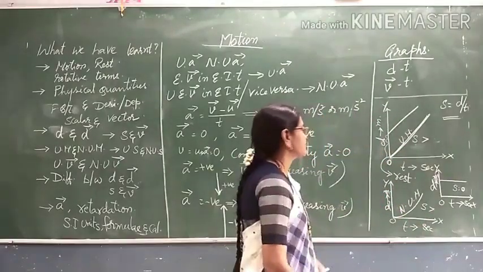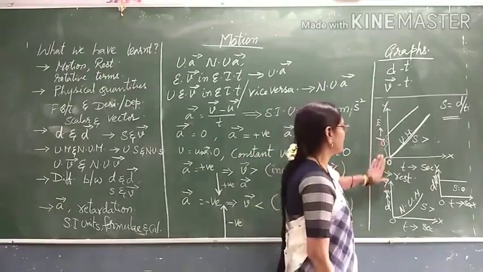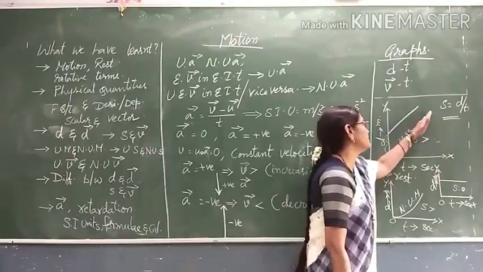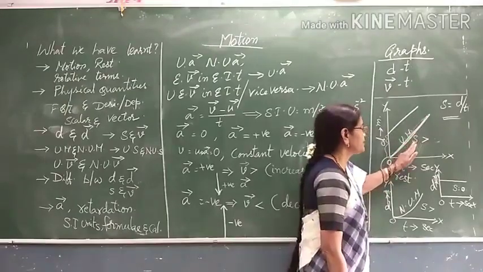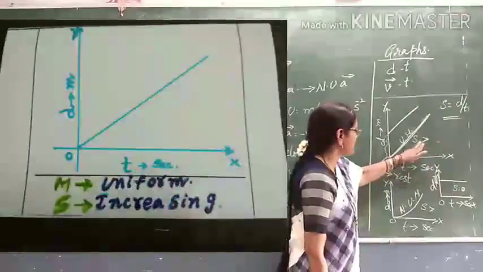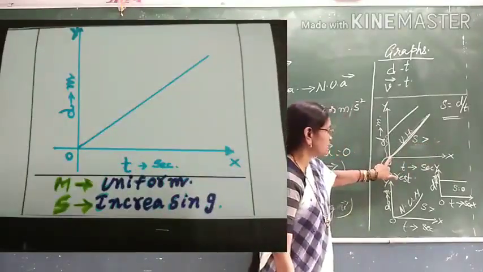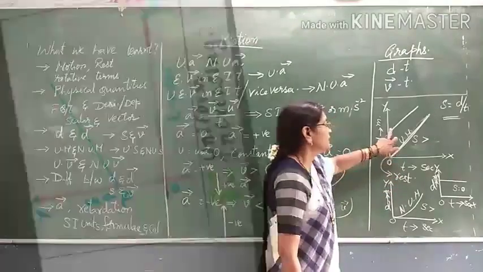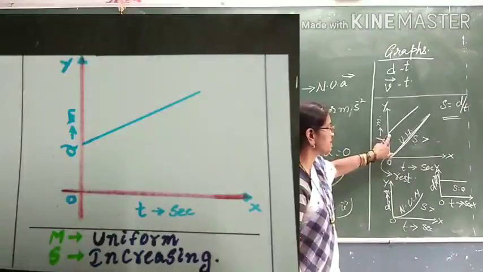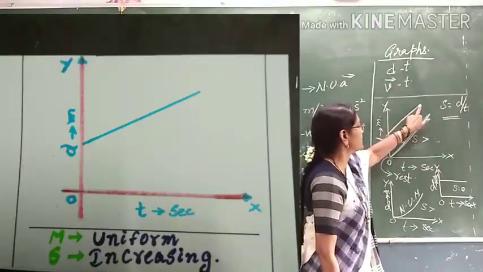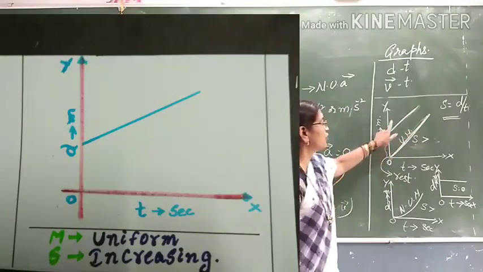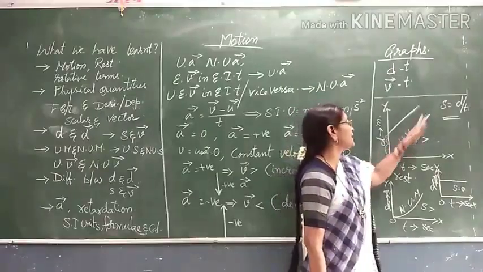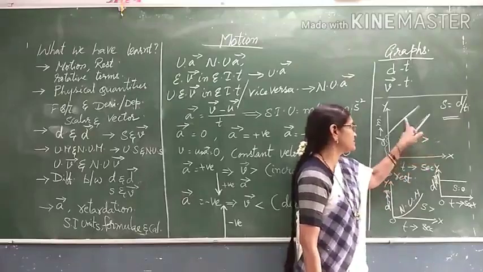So three kinds we have studied. If the graph is a straight line and it is moving like this, then it is uniform motion and the speed is increasing. And if it is starting from the graph origin, then that body is starting from rest. Suppose it is coming from here, it is not starting from rest, but this line is a straight line, so it is also uniform motion. But the body is not at rest because the slope is going up. Speed is increasing in both cases.